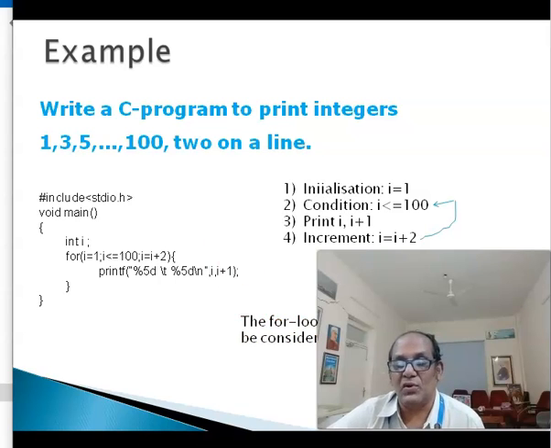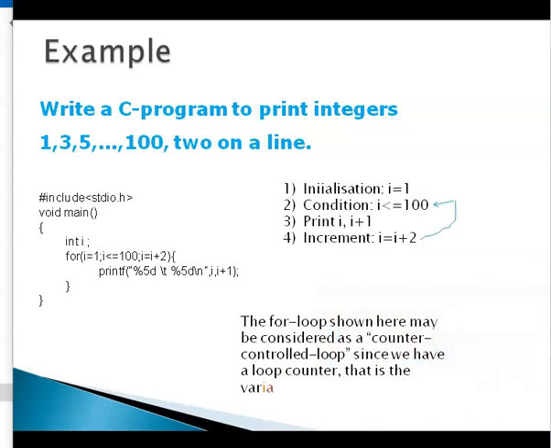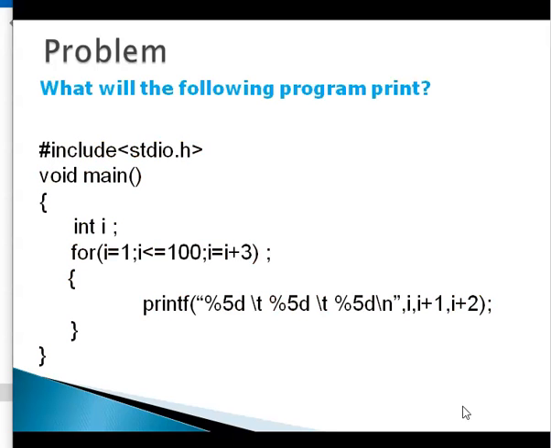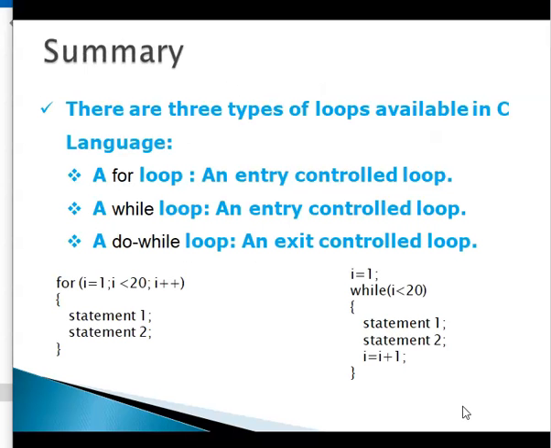This for loop shown here may be considered a counter controlled loop, because we are controlling the loop through a variable I. On the other hand, there may be loops that are event controlled. For example, this is one other problem. You can try to think over what this will print and then try to run it and see.